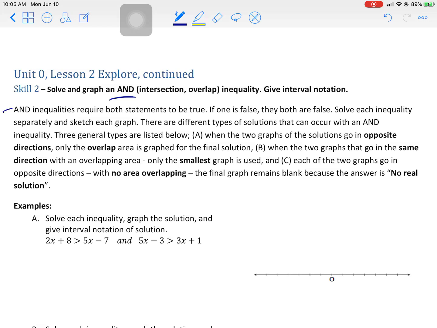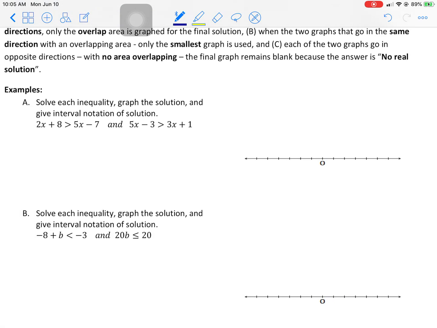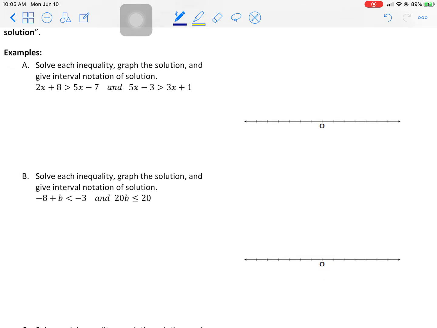When the two graphs of the solutions go in opposite directions, only the overlap area is graphed for the final solution. When the two graphs go in the same direction with an overlapping area, only the smallest graph is used. And when each of them goes in the opposite direction with no overlapping areas, then the final graph remains blank and the answer is no real solutions, or just no solutions. Okay, so let's look at those.